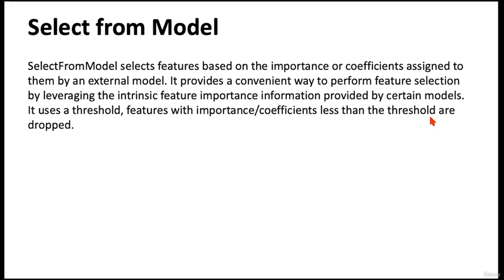What was happening in case of recursive feature elimination is that we were creating a model and we're dropping features one at a time. But in case of select from model, we are creating an overall model, and then based on the threshold, we are dropping whatever be the number of features less than the threshold all at once, not recursively.